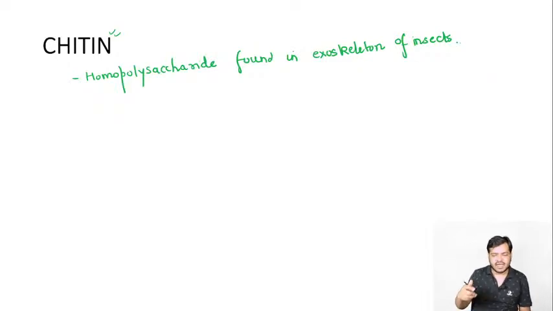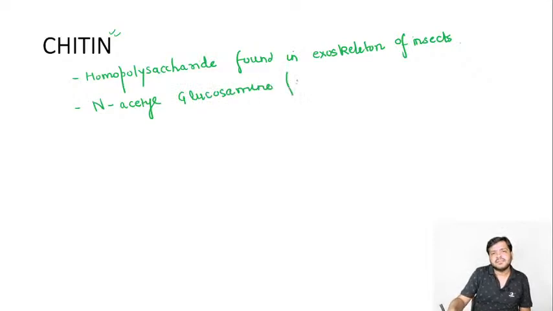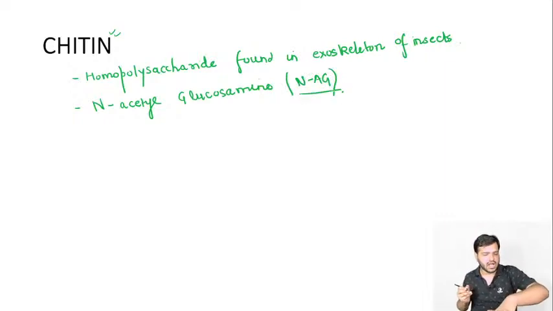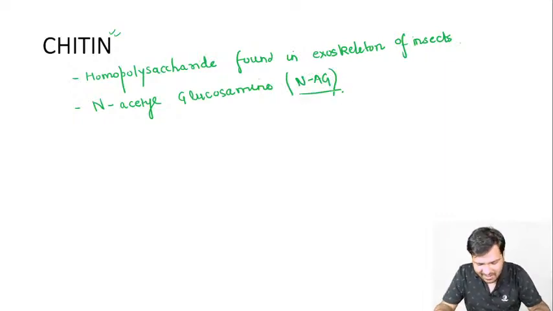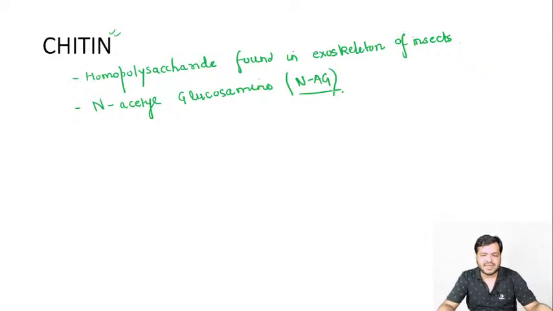Exoskeleton of insects, and basically it consists of a compound that is named N-acetyl glucosamine. That is simply NAG. It is not the snake of Nag Panchami. It is N-acetyl glucosamine, that is NAG. It is found in arthropods. So just a little about this.